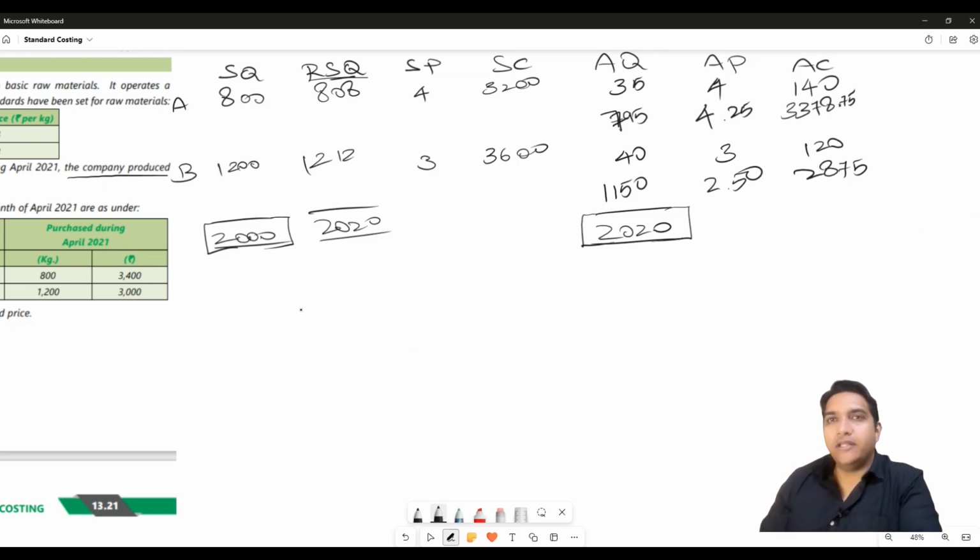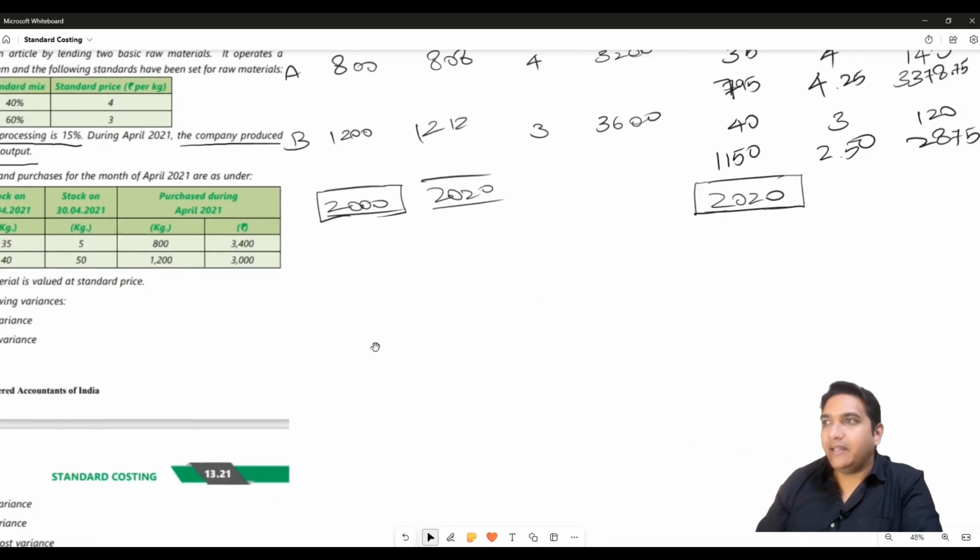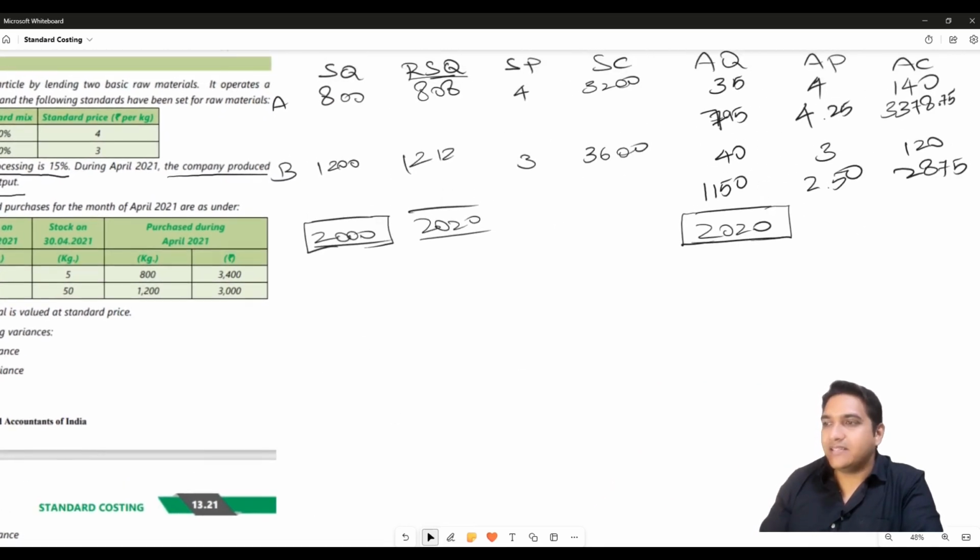Since we have got all the information required in our table, now let us compute the variances. What is the first variance they want us to compute? Material price variance. It is suggested to go as per the requirements in the question. However, there is no hard and fast rule that you have to follow the same pattern, the same sub questions. You can compute however you want, but it is suggested to go one after the other as in the sequence they have requested. So now, first is the material price variance.